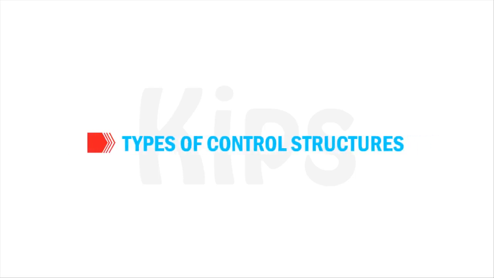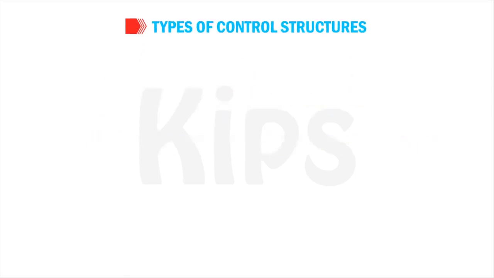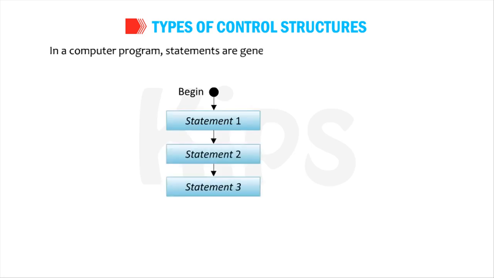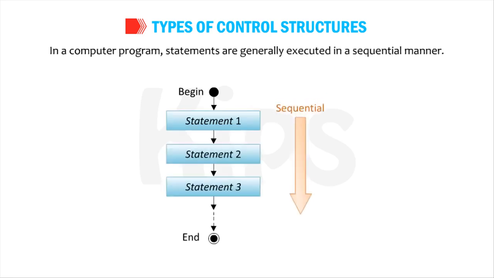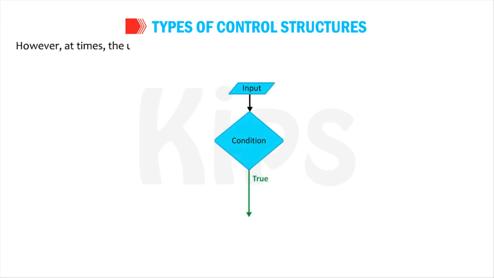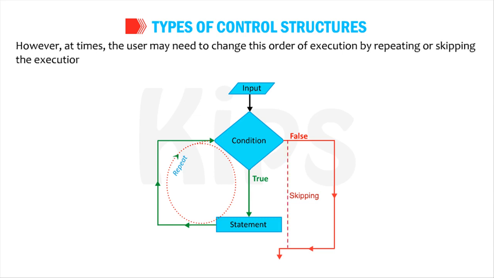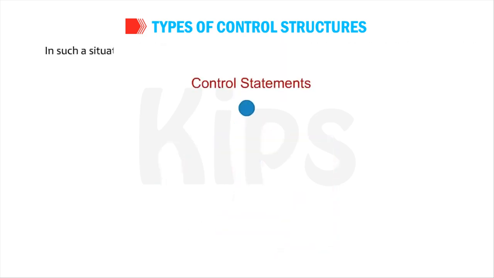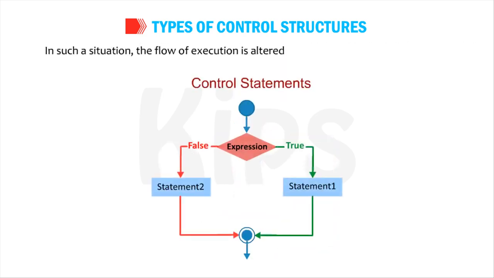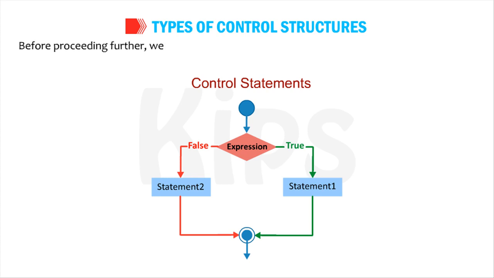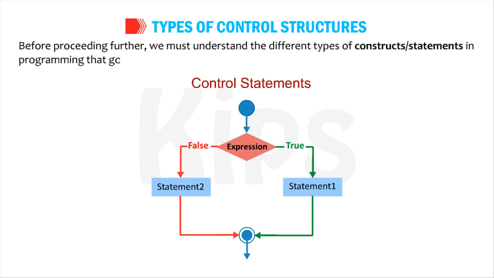Let us learn about types of control structures. In a computer program, statements are generally executed in a sequential manner. However, at times, the user may need to change this order of execution by repeating or skipping the execution of a few statements, subject to a given condition. In such a situation, the flow of execution is altered by the use of control statements. Before proceeding further, we must understand the different types of constructs or statements in programming that govern the flow of control of a program.